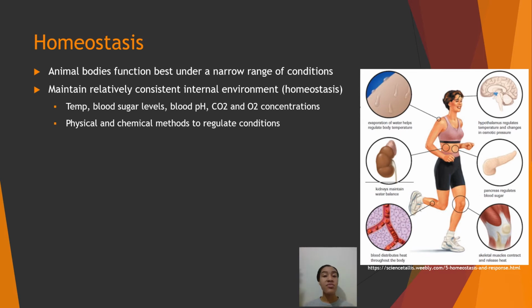And so there are a variety of internal conditions that can change based on your environment, based on resource availability, based on your habits. So some examples are temperature, your blood sugar levels, blood pH, CO2, O2 levels, the amount of salt in your blood. All those different types of variables are apt to change depending on environmental conditions or what you eat that day or what you do that day. And so your body has to use a variety of physical and chemical methods to regulate all these different variables and make sure that you remain within that optimum range.